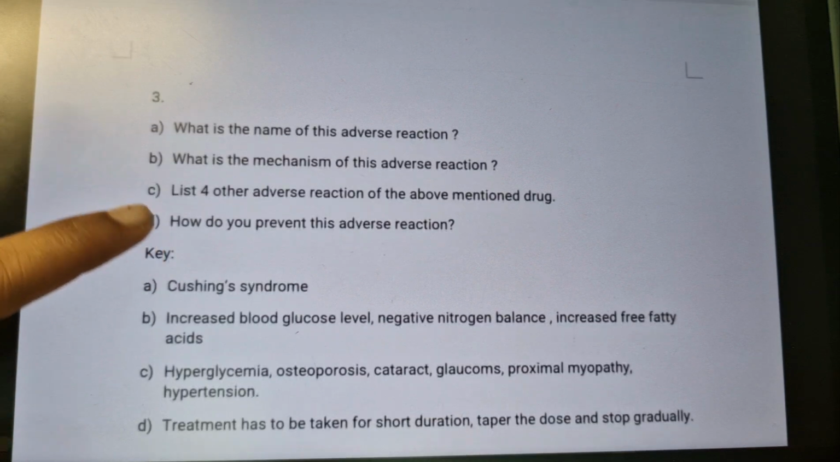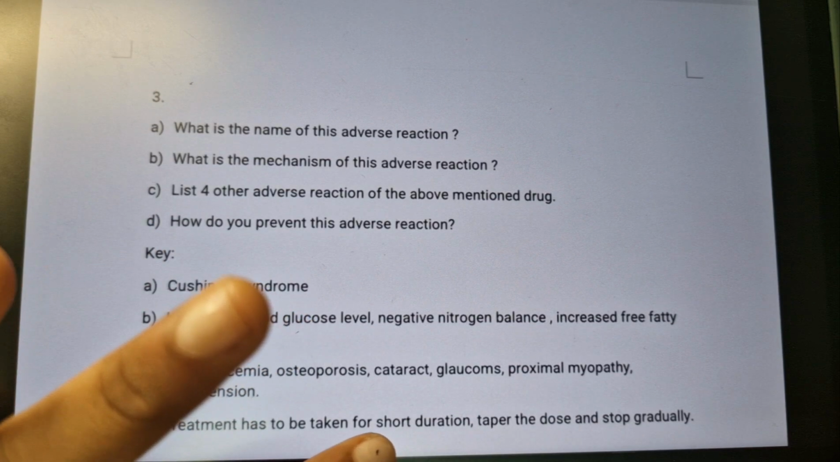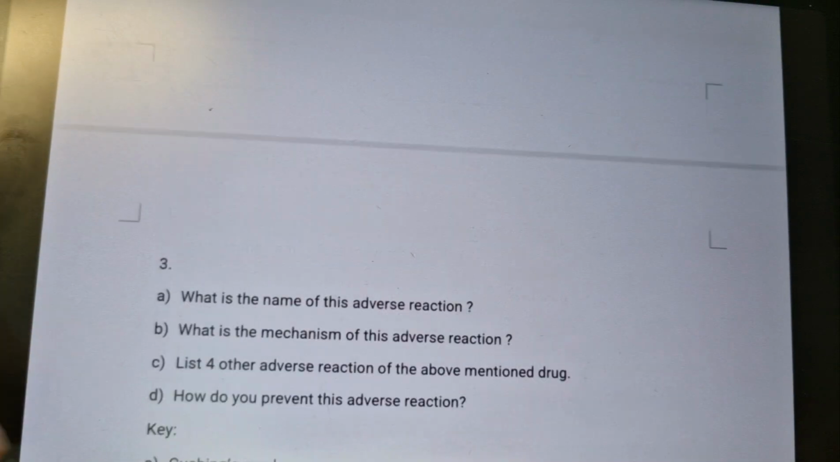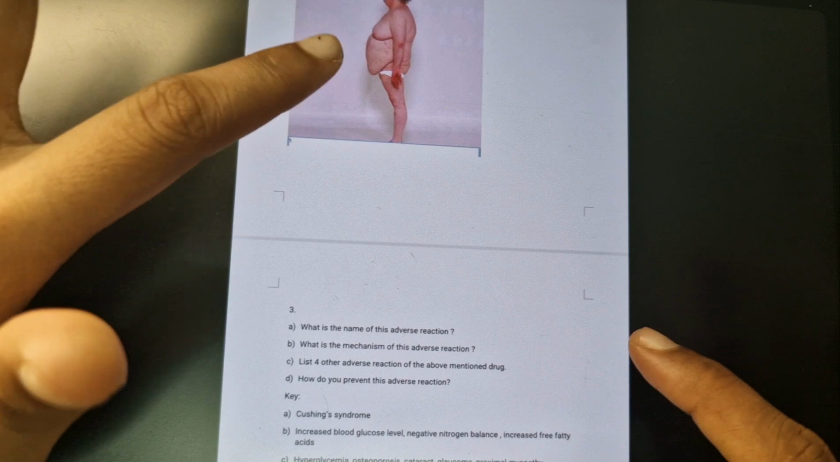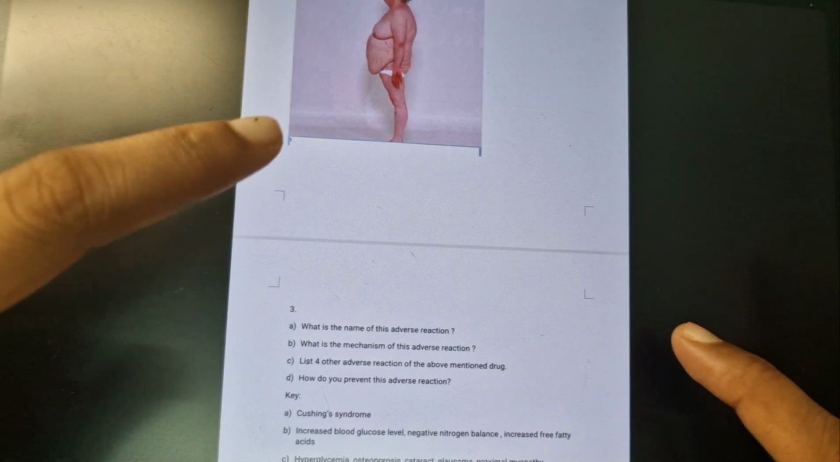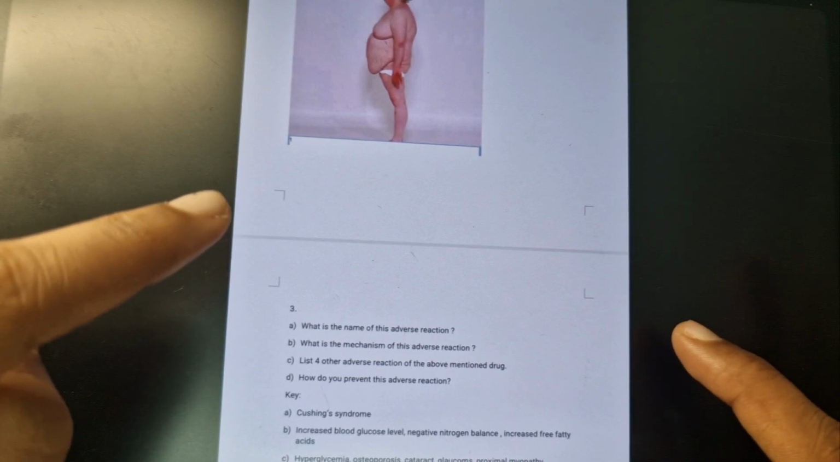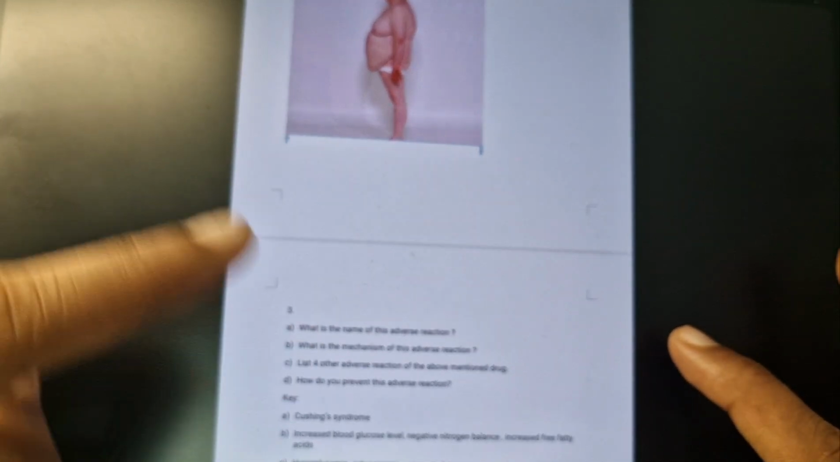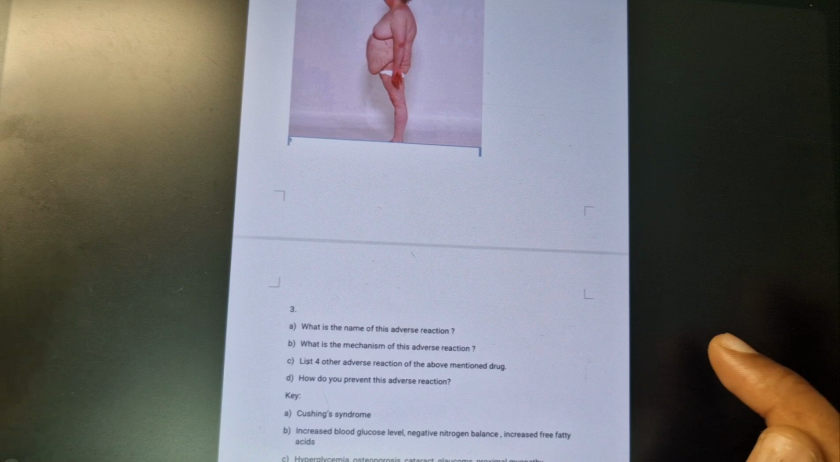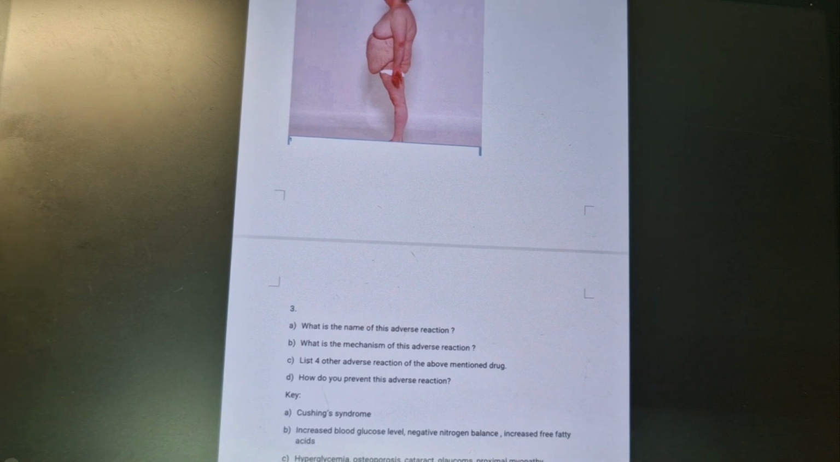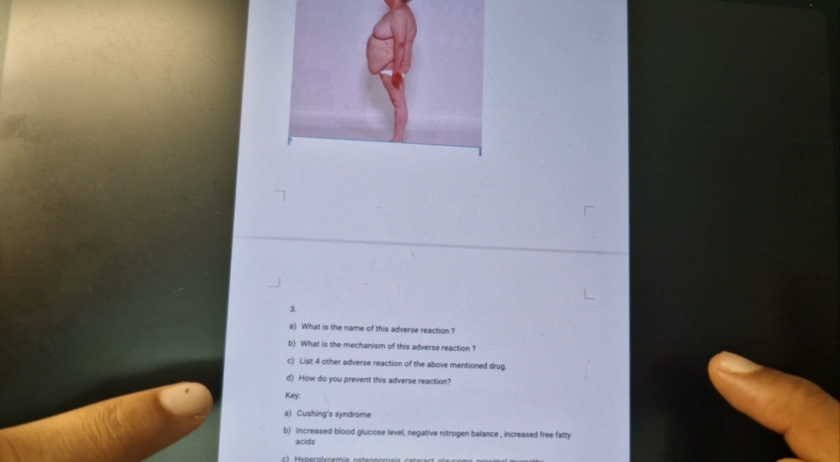How do you prevent this adverse effect? Treatment should be taken for a short duration, tapering the dose, and stop gradually. Again, this condition is called Cushing syndrome, caused by corticosteroids. The mechanism is increased free fatty acids, increased glucose level in the blood, and negative nitrogen balance. Other adverse effects of glucocorticoids are glaucoma, limb myopathy, osteoporosis, osteonecrosis, cataract, Cushing syndrome, immunosuppression causing infection, and contraindicated in diabetes mellitus. These are the adverse effects of glucocorticoids or corticosteroids.